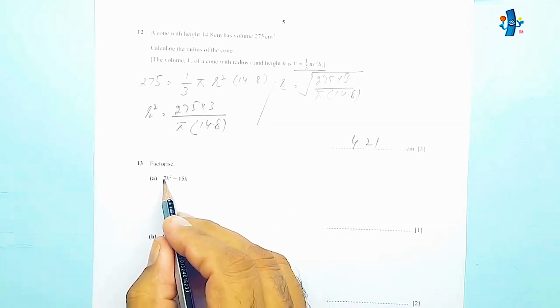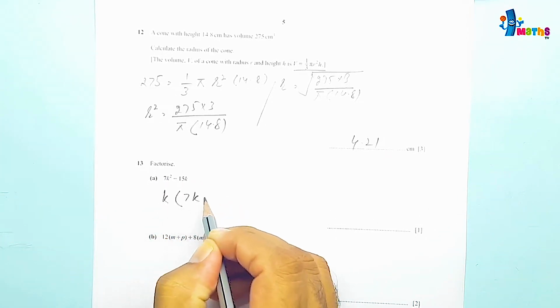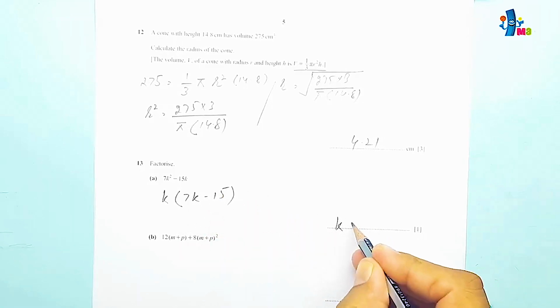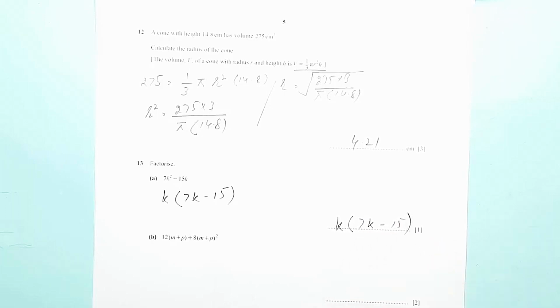Now factorize, we have to check what is common. So common is just k. Inside will be 7k minus 15. This will be our answer. k into 7k minus 15.